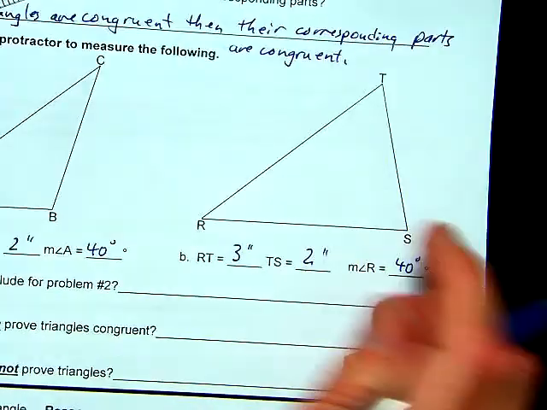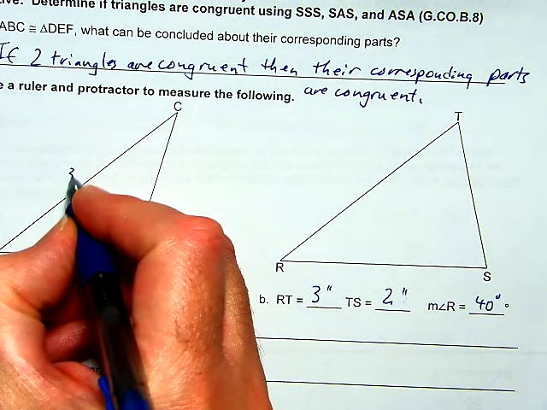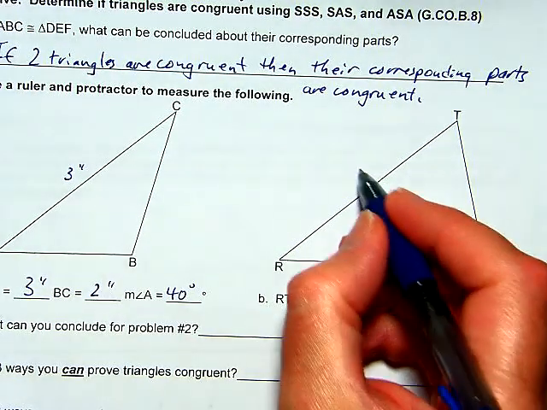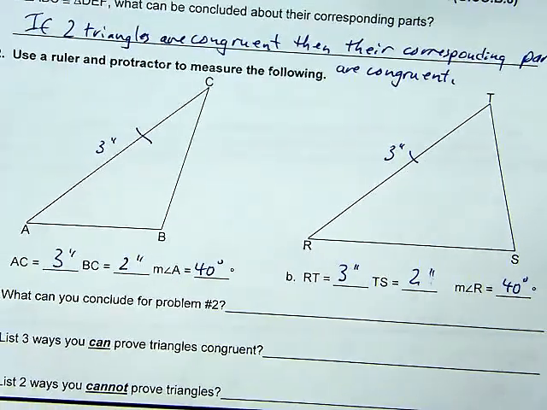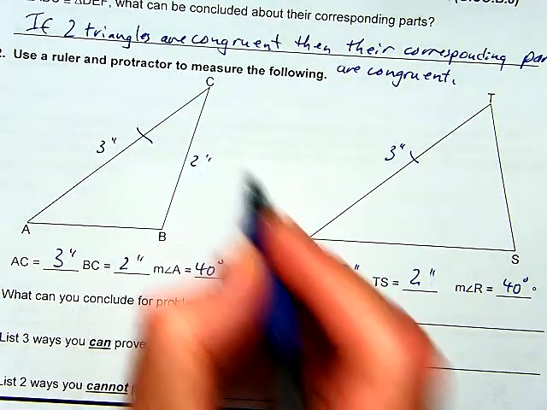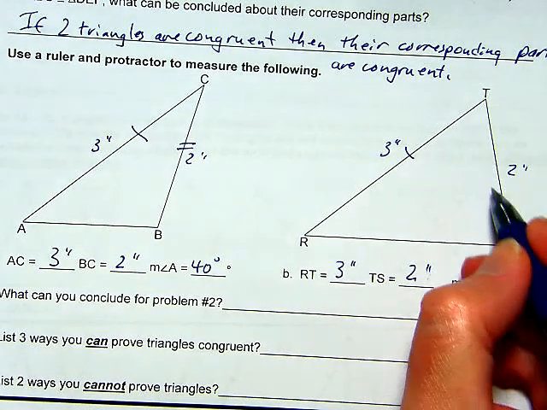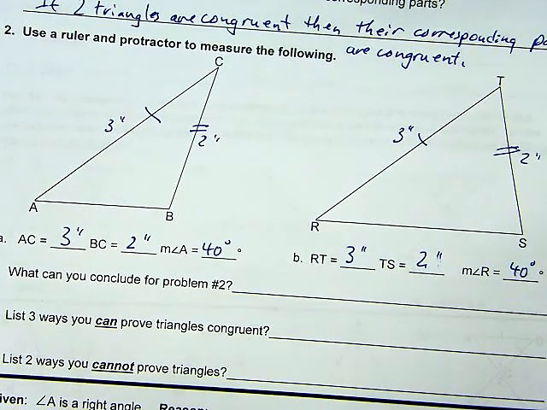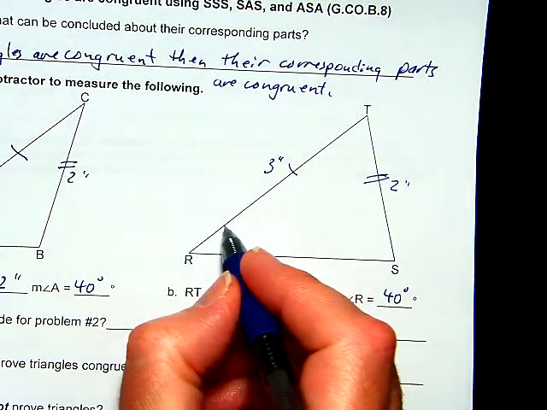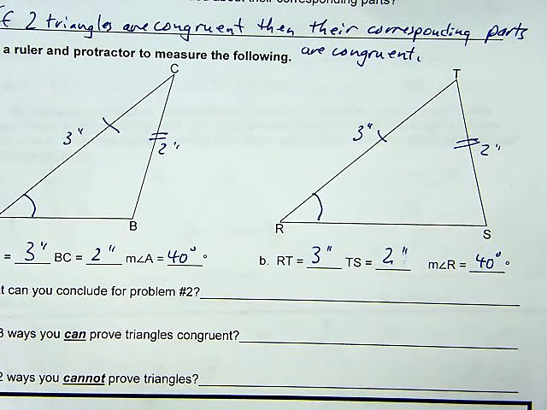So let's mark off corresponding sides and angles. AC is 3 inches and RT is 3 inches. So this side corresponds to this side. BC is 2 inches and TS is 2 inches. So this side corresponds to this side. We can put double marks there. And finally, the measure of angle A is 40 and the measure of angle R is 40. Okay, so we've got corresponding congruent parts marked.